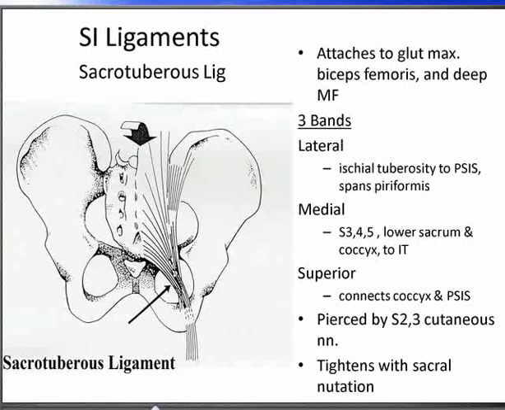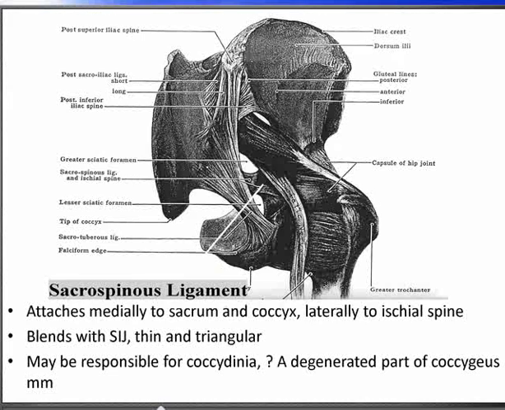The medial branch basically goes from the lower sacrum and the coccyx and into the ischial tuberosity, of course, and then the superior component of this ligament connects the coccyx and the PSIS together. It is pierced by the S2, S3 cutaneous nerve, so any excessive tension in this ligament potentially can cause neuralgia or cutaneous nerve sensitivity in the S2, S3 region. It tightens with sacral nutation.